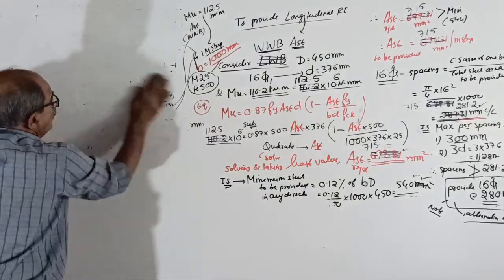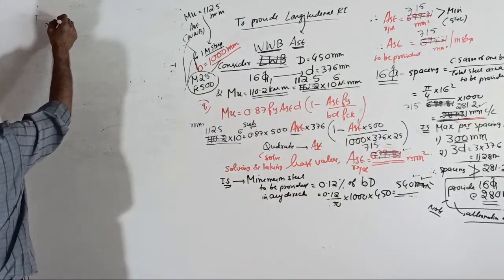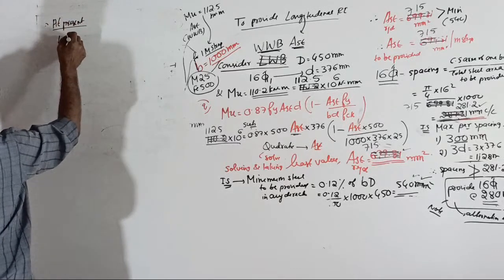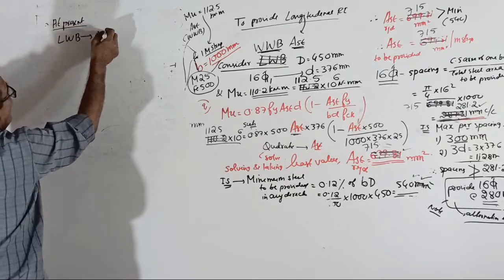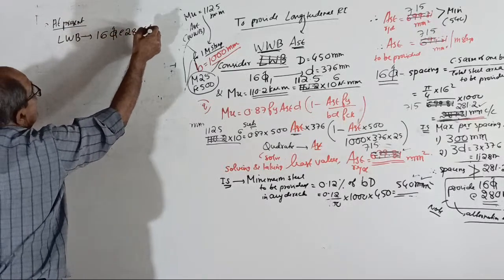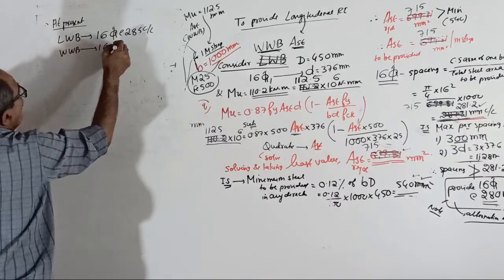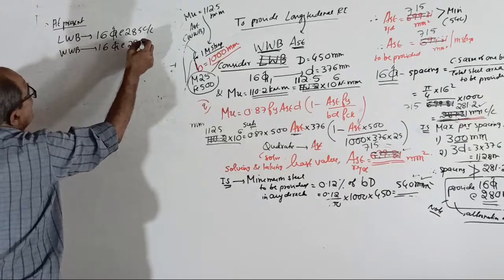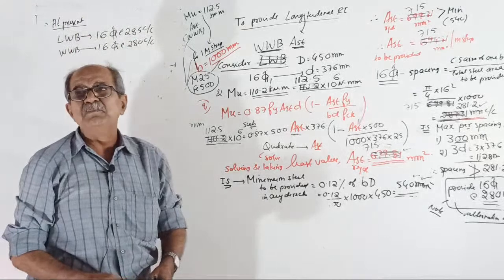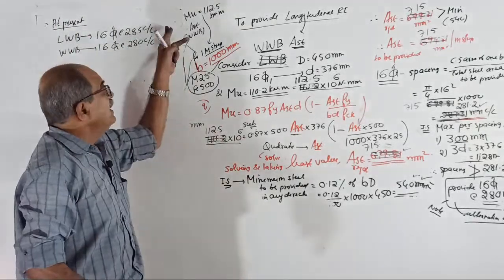Therefore, I write here: at present, lengthwise bending, we are giving 16 torque at 285 center to center, and widthwise bending, 16 torque at 280 center to center. Some will ask, why don't you make both equal? People can make that, that is your choice. But when you are learning, I want different values.